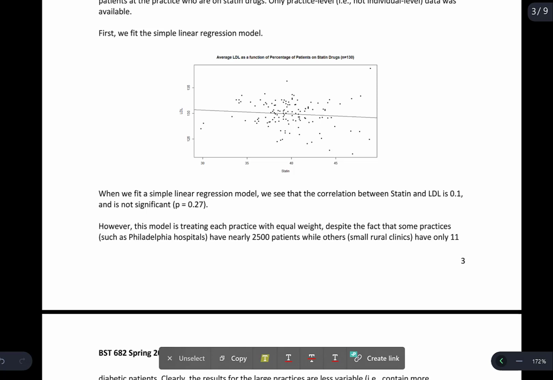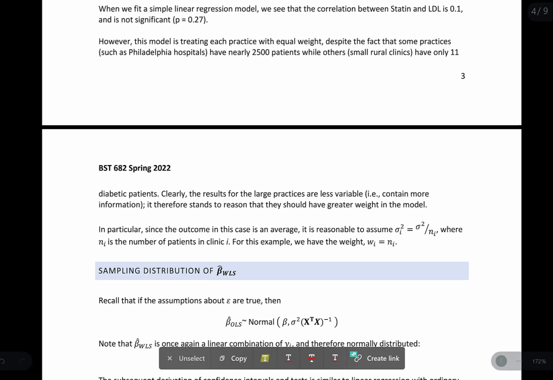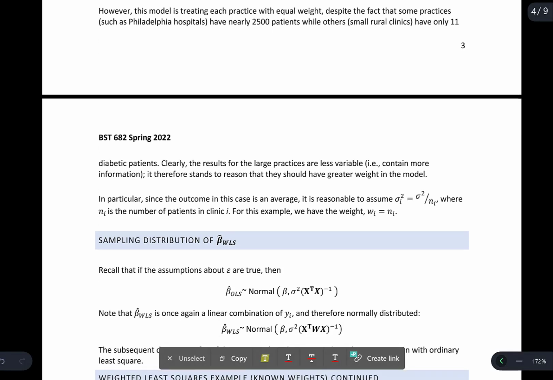And so here, some practices such as the Philadelphia hospitals have nearly 2,500 patients, while small rural clinics may only have 11 diabetic patients. So clearly the results for the large practices are going to be less variable because they're going to have more patients there, whereas the smaller ones are going to be more variable. And those that are less variable, we really should be giving them more weight in the model.